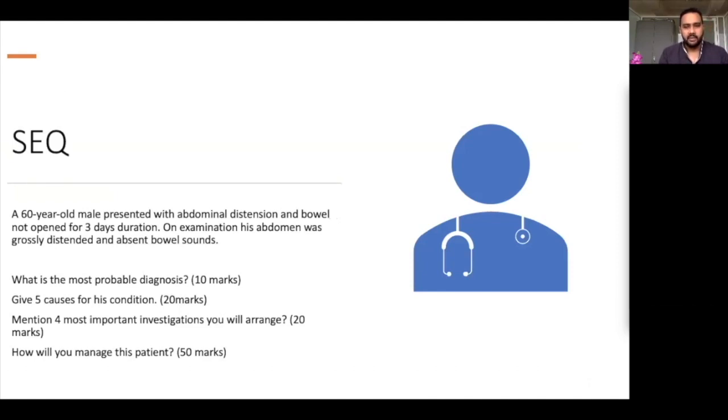Next one is the SCQ, a previous past SCQ. You would have done this earlier. It is a 60-year-old male presented with abdominal distension and bowel not open for about 3 days. On examination, his abdomen was grossly distended with absent bowel sounds. Then the questions are: what is the most probable diagnosis? Give 5 causes for his condition and mention the 4 most important investigations we will arrange in this patient.